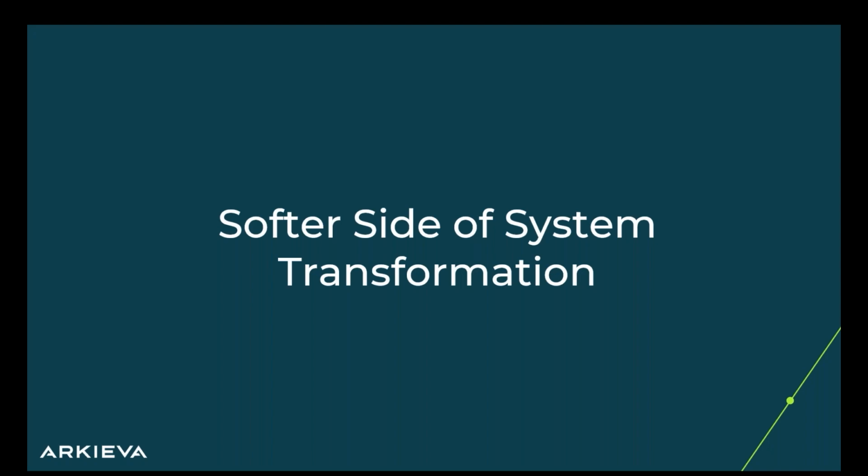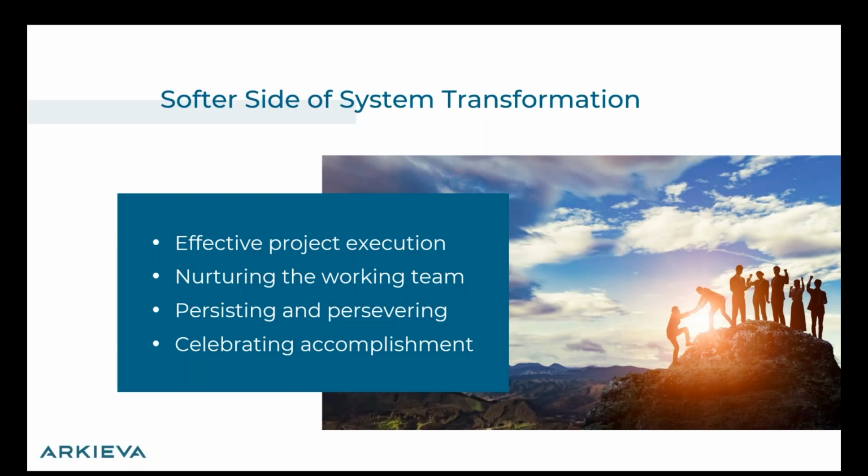All right, so we've gone through a lot of these steps. Now let's look at some softer side of the system transformation. And some of them obviously should be very commonsensical. We need, of course, project execution. We need to make sure we are nurturing the working team because the team is working hard. We have to be prepared for setbacks and so be ready to persist and persevere. And we have to be willing and able to celebrate the accomplishments as we go along.